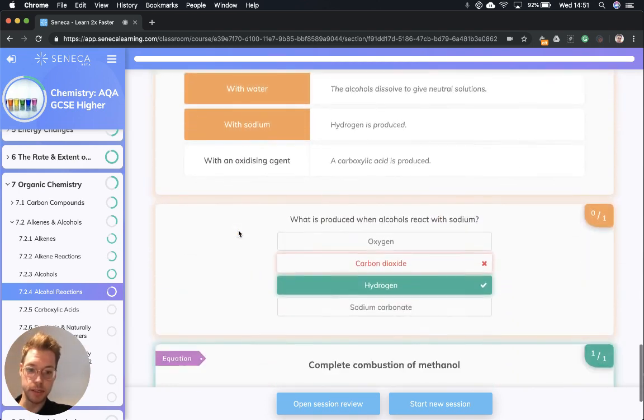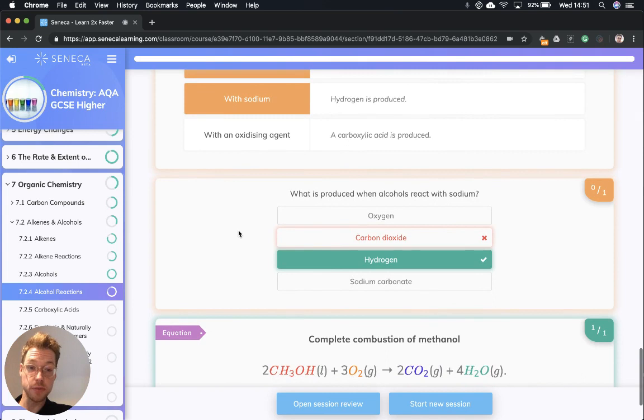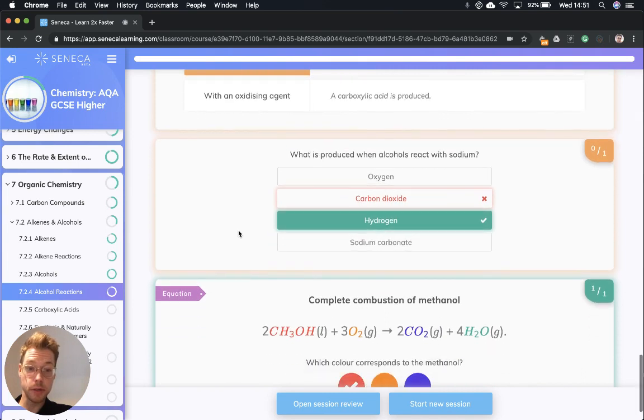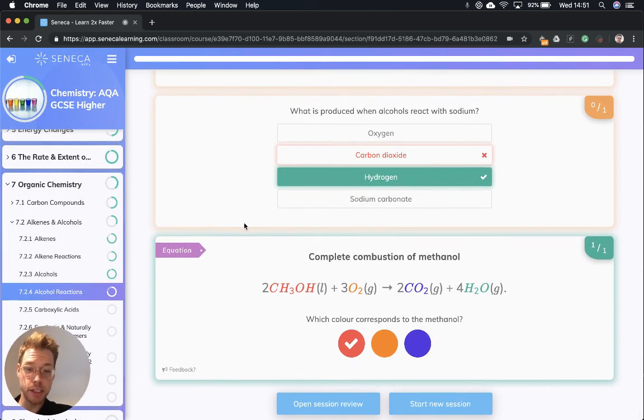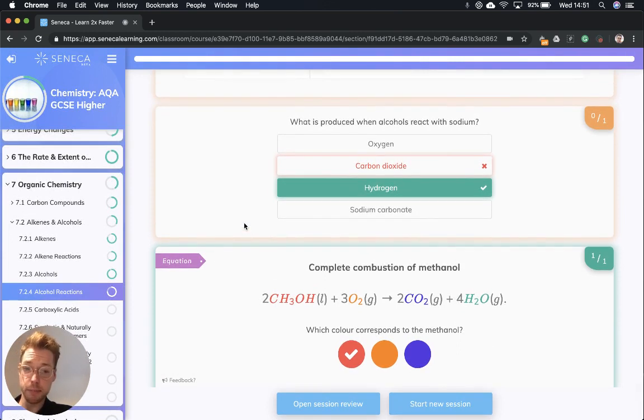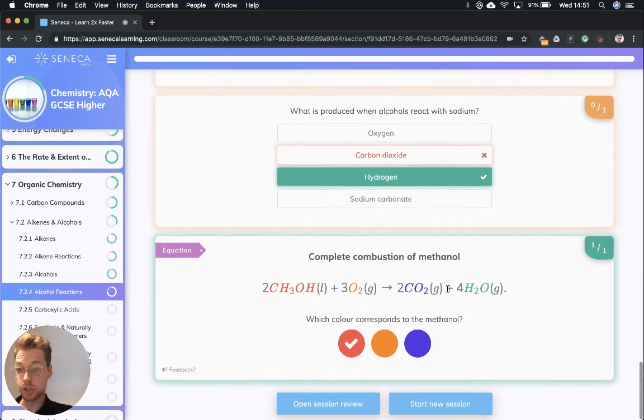That's what's really important. And what do we produce when an alcohol reacts with sodium? It's going to be hydrogen. Okay? And then finally, do you remember that equation for the complete combustion of methanol? Here it is again. It's methanol plus oxygen goes to CO2 plus water. Bonus points if you remember the symbol equation. 2CH3OH plus 3O2 goes to 2CO2 plus 4H2O.